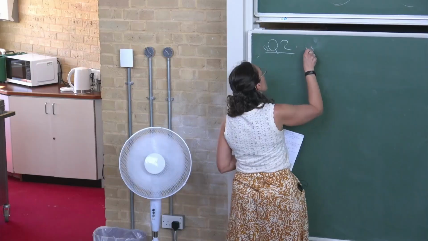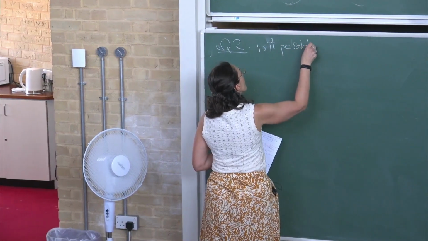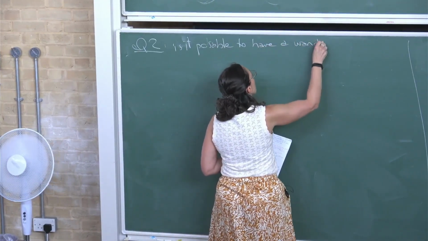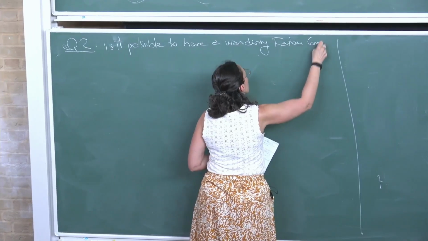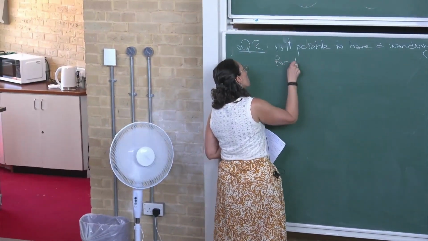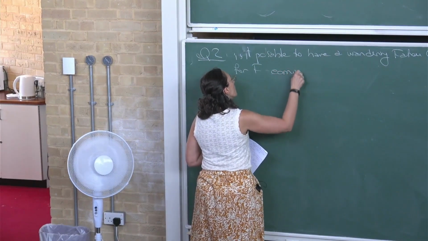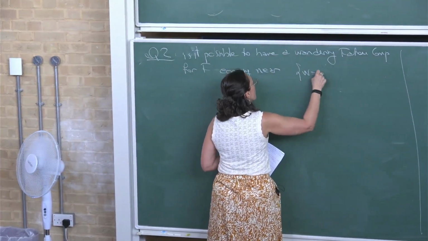Is it possible to have a wandering Fatou component for F, coming near the invariant fiber?